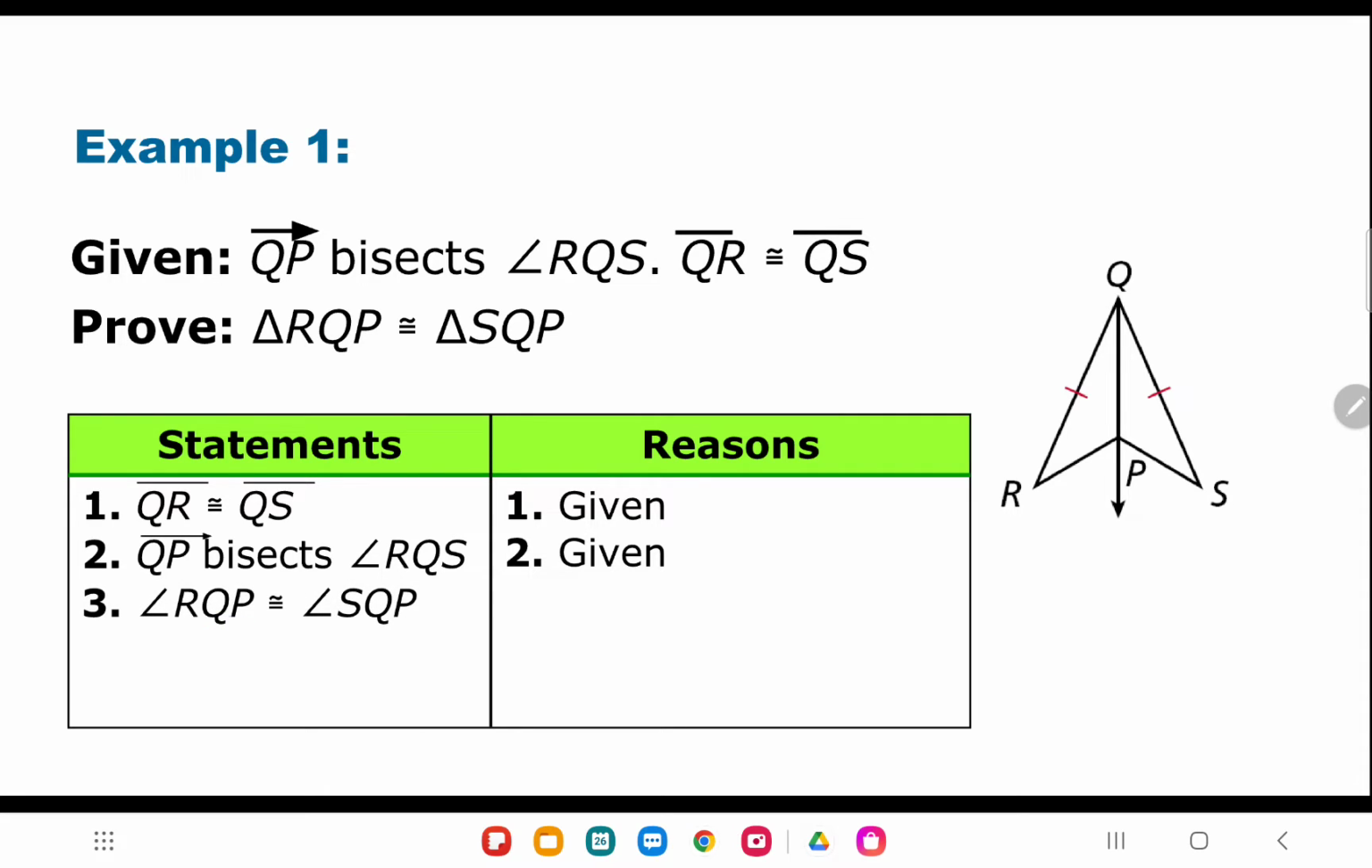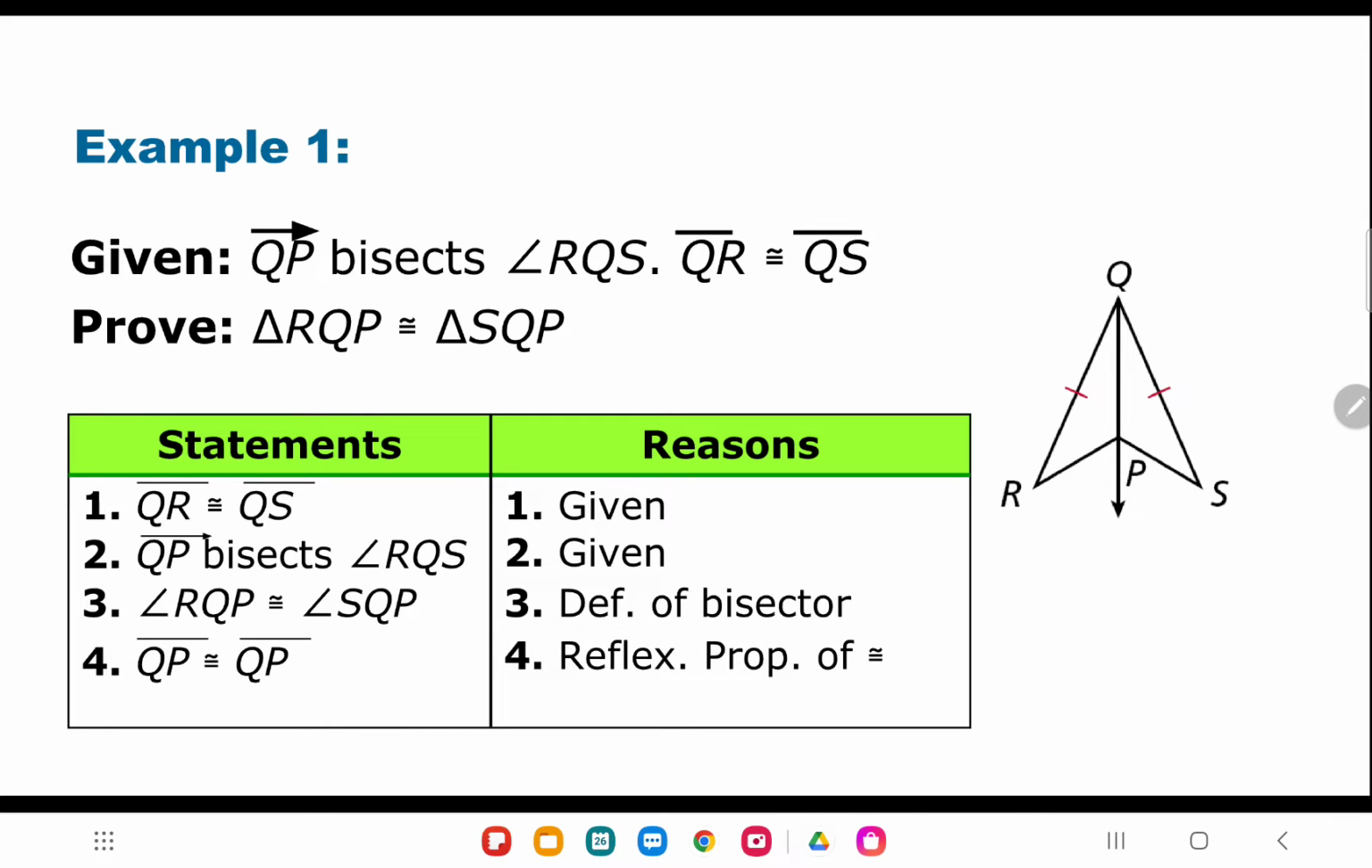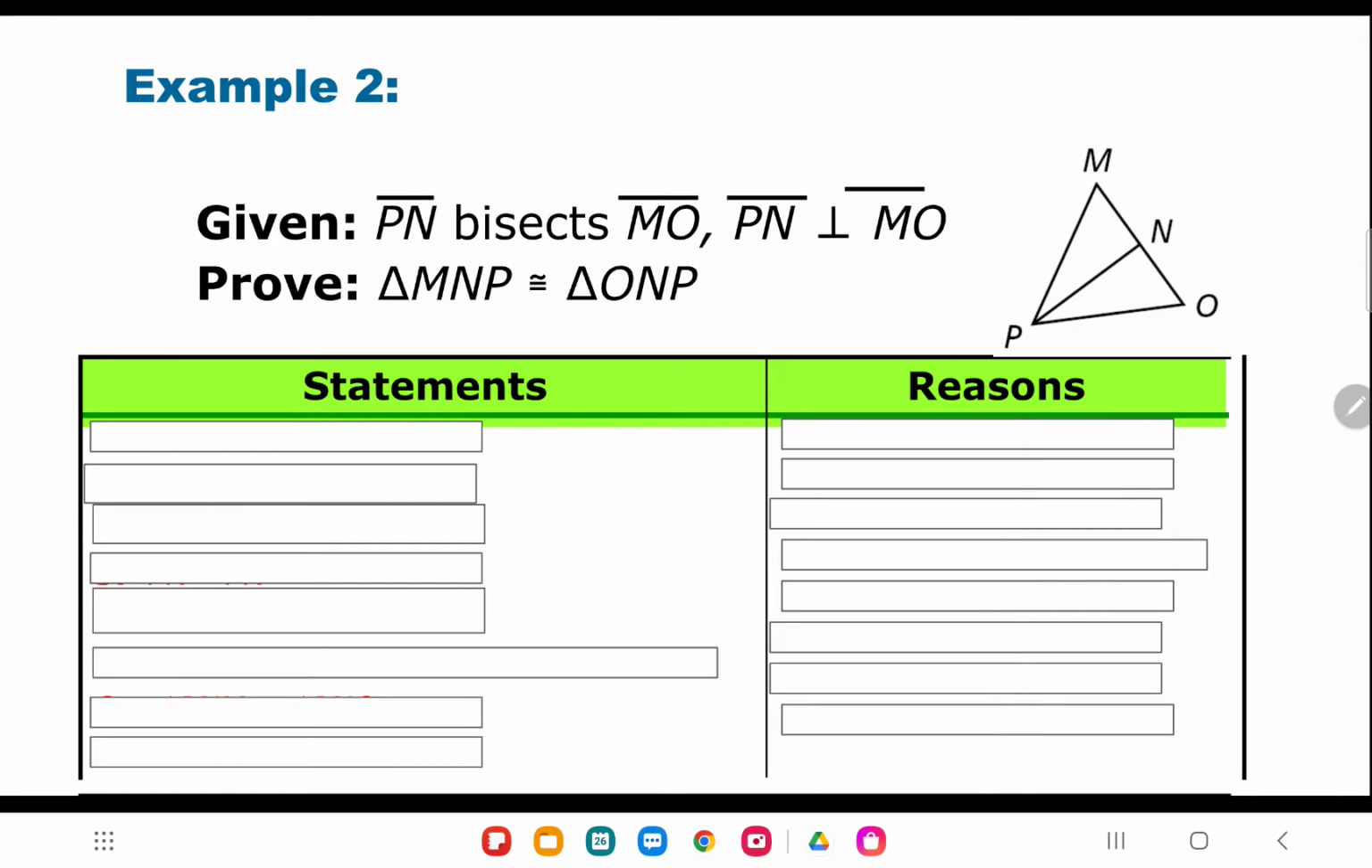Then we have that RQP is congruent to SQP, and that's the definition of bisector. QP is congruent to QP by the reflexive property of congruence. And then RQP is congruent to SQP, and that is by SAS at steps 1, 3, and 4. So pretty quick one there.